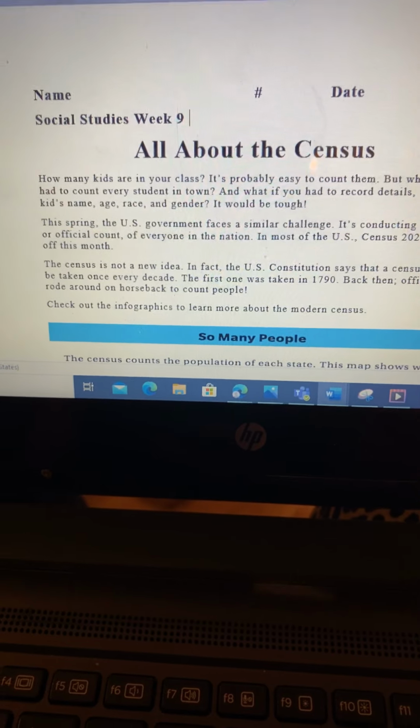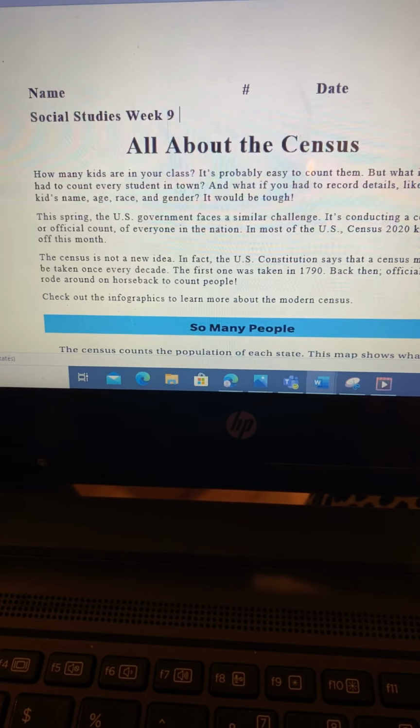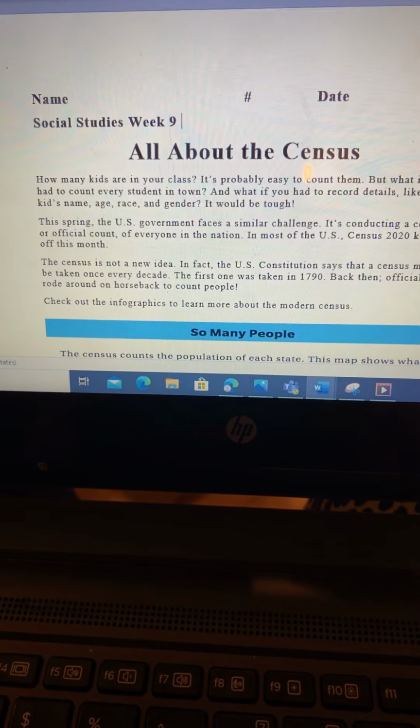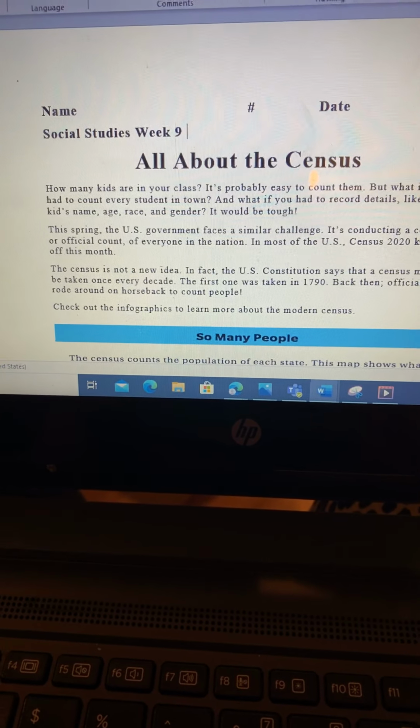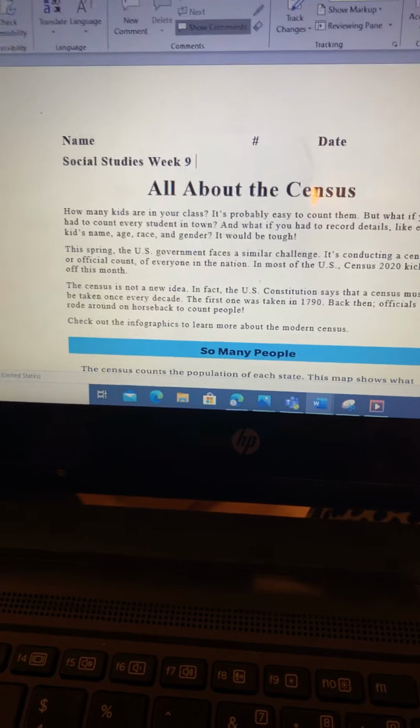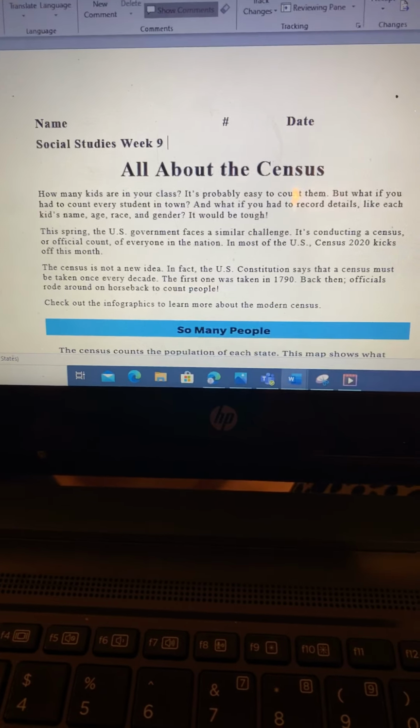It would be tough. This spring, the U.S. government faces a similar challenge. It's conducting a census, or official count, of everyone in the nation. And most of the U.S. Census 2020 kicks off this month.